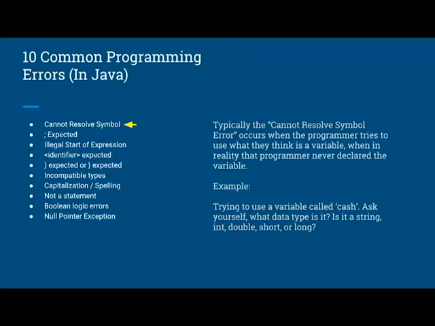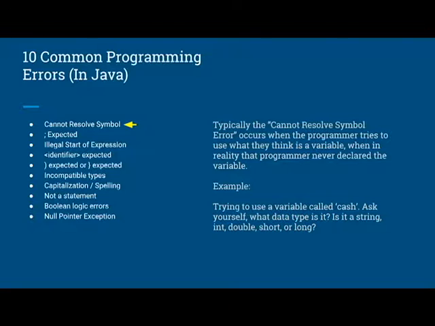So the first common programming error is cannot resolve symbol. Most of the time this happens because either the symbol is out of scope, they're trying to use a variable that doesn't exist, or they didn't name it properly, they didn't declare it.